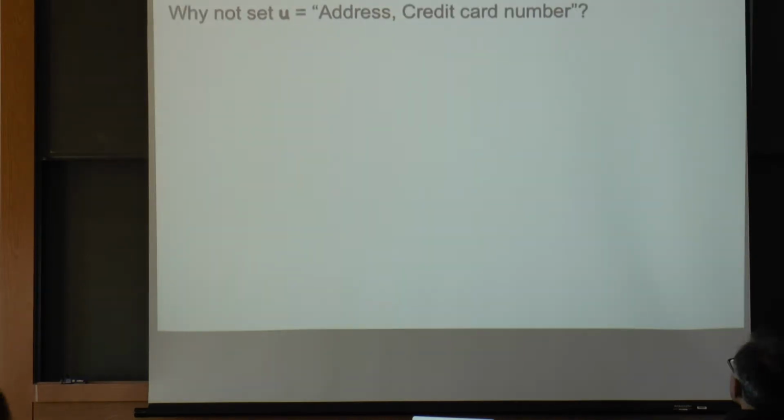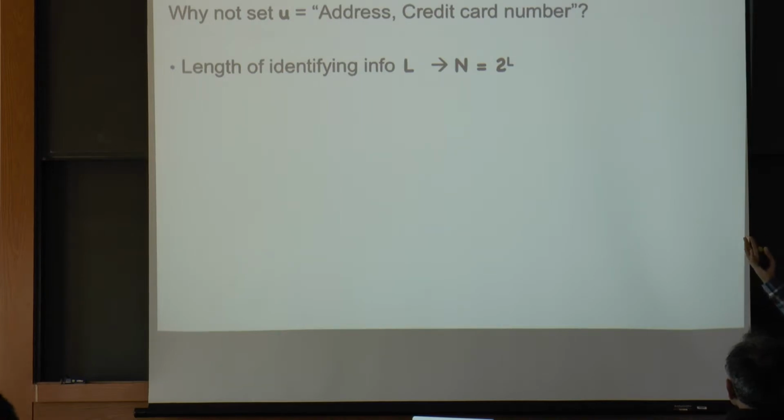So the starting point is, why not set the integer that is the user identity in the system to be some integer representation of the string containing their address and their credit card number? So we actually have their identity in the system be their identity in real life. Well, if the length of the identifying info is L, for an address and credit card number, I don't know what the amount of information is, maybe it's 100 bits or something like that, we're going to need n, the number of users that the system can support, to be 2 to the L. And 2 to the 100 is a very big number.